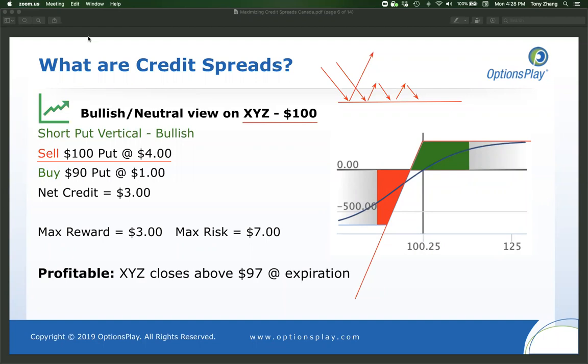And you have the obligation of buying the stock. If the stock goes below 100 at expiration, you now own that stock. A lot of people don't want to have that obligation, or at least the risk of owning a stock that they don't want to own. So what can you do?